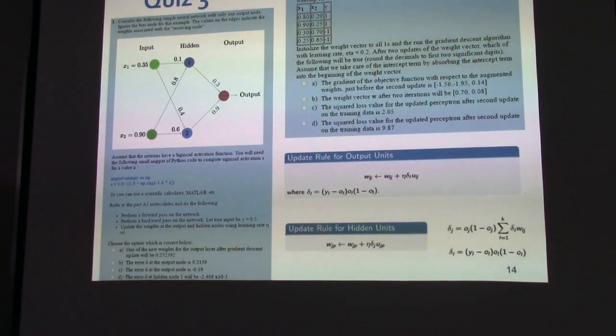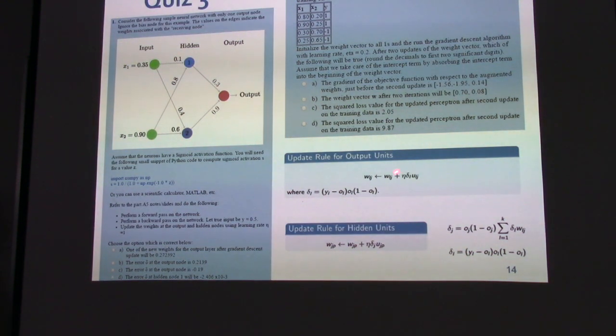Any questions? Yeah, so how do you update them? How do you calculate the error for a hidden node if the error at the output node is 0.2? If the error at the output node is 0.2, then how do you calculate the error at hidden node 1?